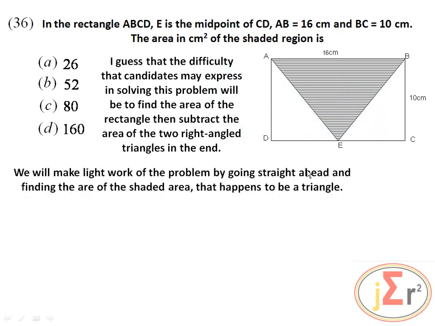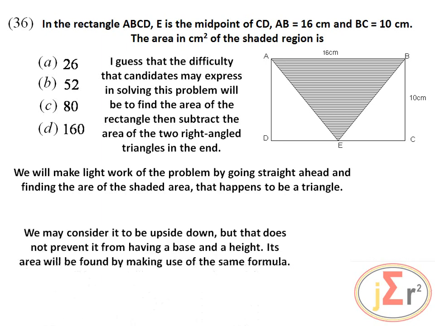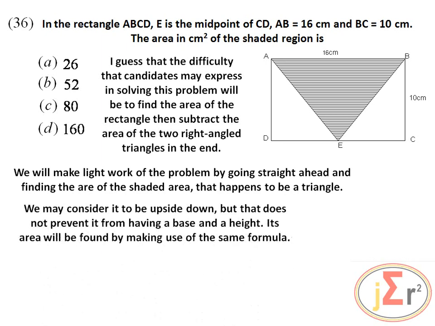We will make light work of the problem by going straight ahead and finding the area of the shaded region. And of course that happens to be a triangle, like what we have right there. So the shaded region is represented by a triangle. We may consider it to be upside down, but that does not prevent it from having a base and a height. Its area will be found by making use of the same formula. Area is equal to half base times height.